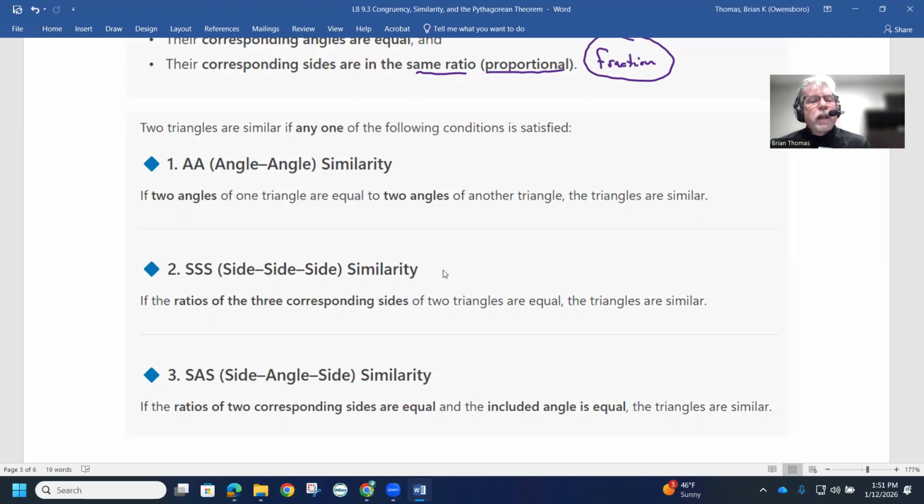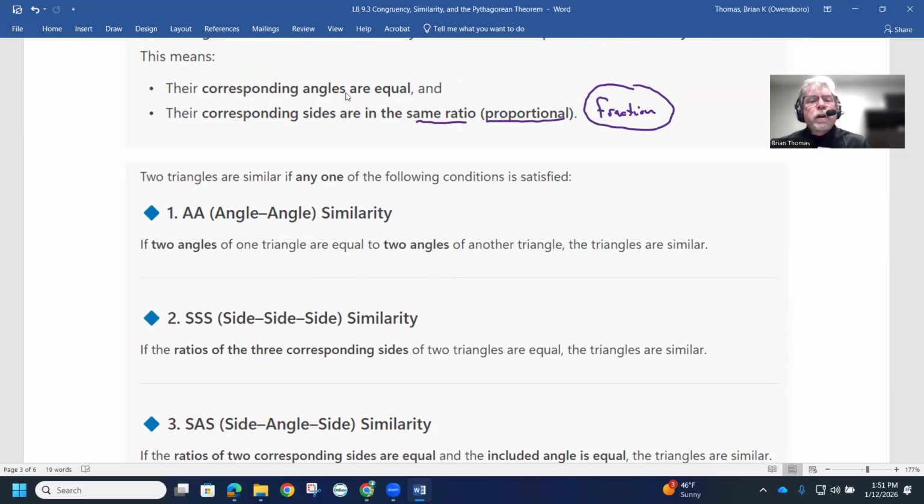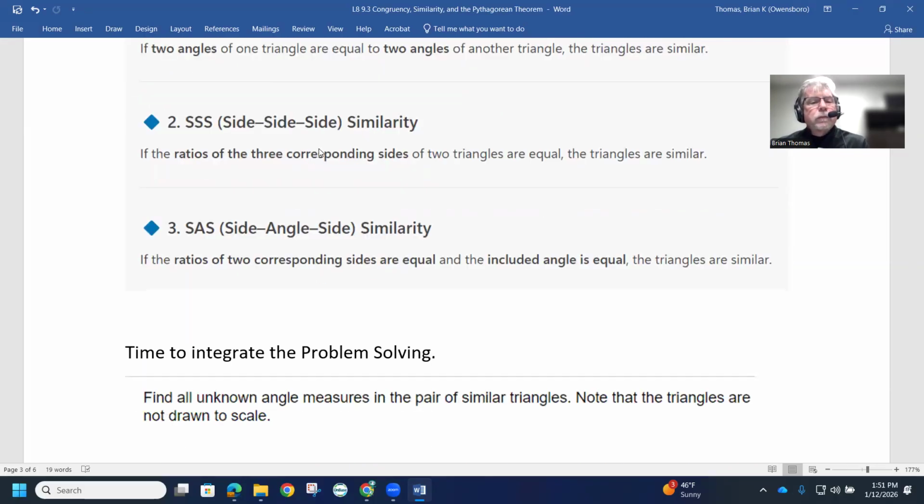There's what's called the AA theorem. If two corresponding angles are equal, then the two triangles are going to be similar. Because remember, if two angles are equal, then the third angle has to be equal as well. So remember, to be similar, the corresponding angles have to be equal. The next piece then is that the corresponding sides become what we call proportional.